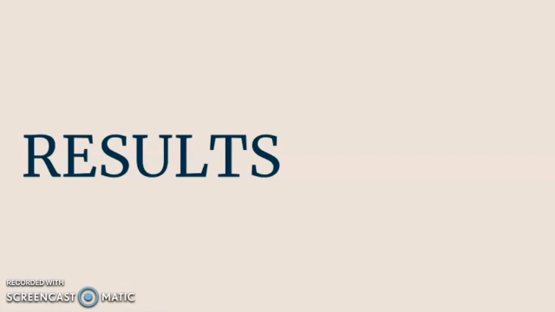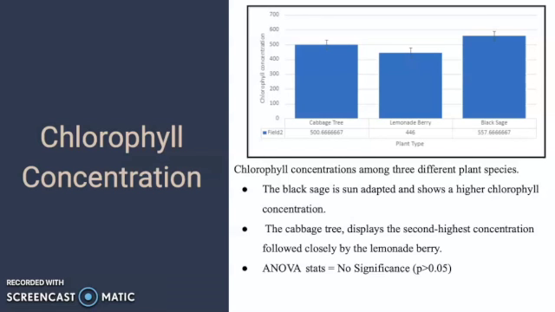Next up is our results section. So first we have chlorophyll concentration, which is shown in this graph, the average concentrations for our 3 plant species, our 3 measurements. For black sage, the sun-adapted plant displays the highest concentration of chlorophyll with 557 milligrams per meter squared. Cabbage tree displays the second highest concentration with 500 milligrams per meter squared, followed closely by lemonade berry, which is 446 milligrams per meter squared.